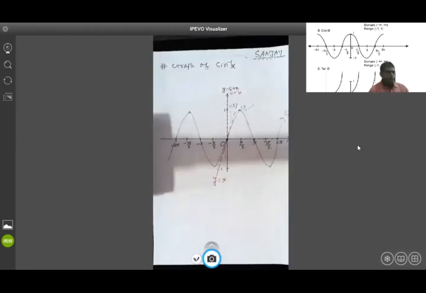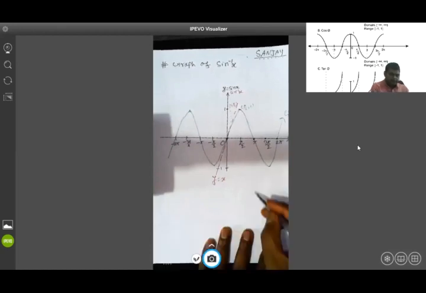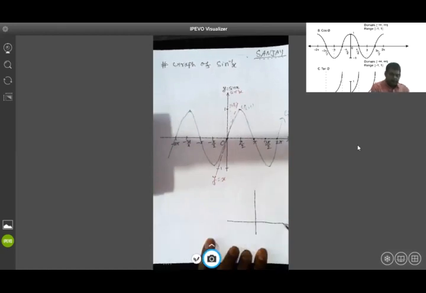Now we'll see how to find the graph of sine inverse x. Okay, and in your transformation chapter, you have seen that if there is a line y equals x, and this is a curve, for example, any curve y equals f(x).